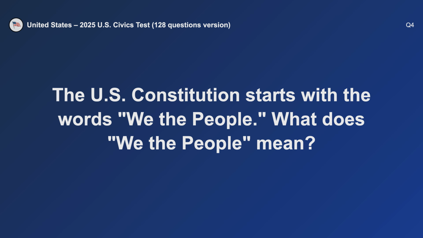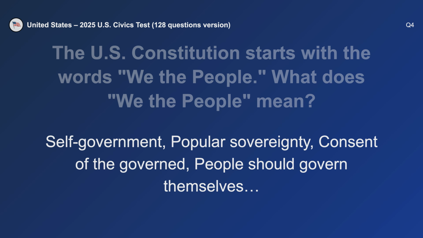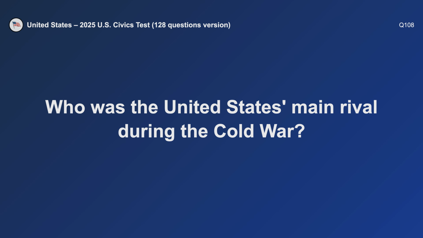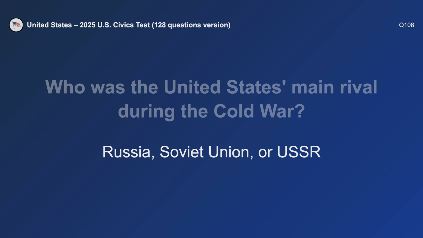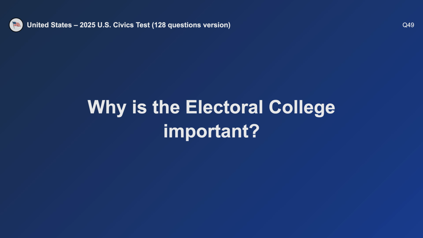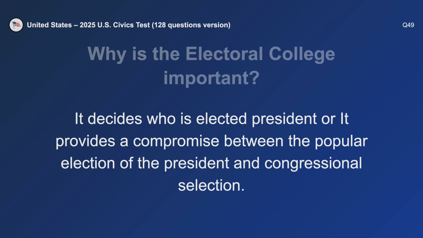The U.S. Constitution starts with the words, "We the people." What does "we the people" mean? Self-government. Who was the United States' main rival during the Cold War? Russia. Why is the Electoral College important? It decides who is elected president.